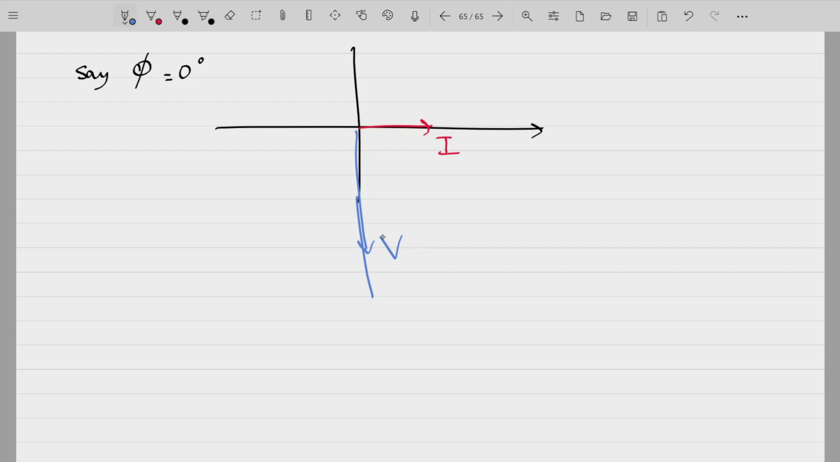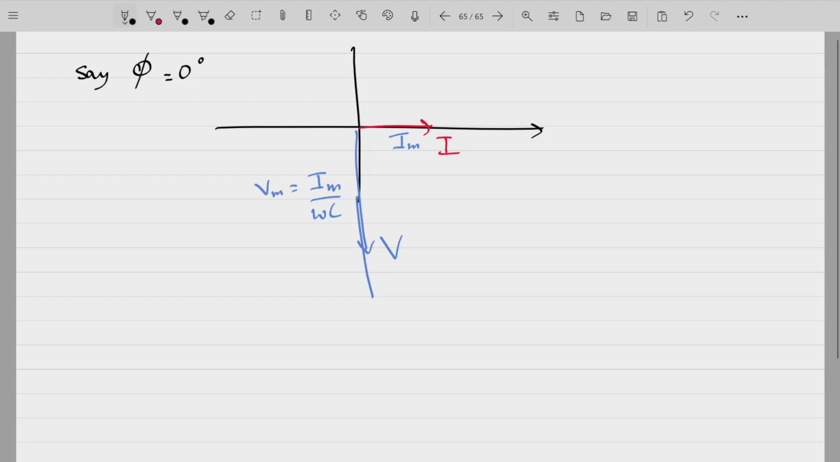V is equal to I divided by omega C, so the magnitude Vm is equal to Im by omega C. Now why will this still be less than Im?